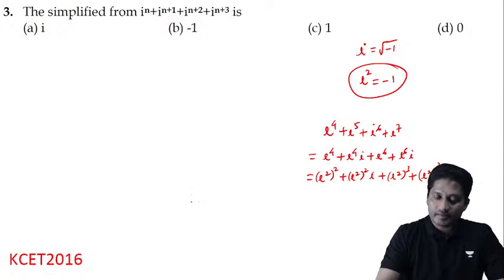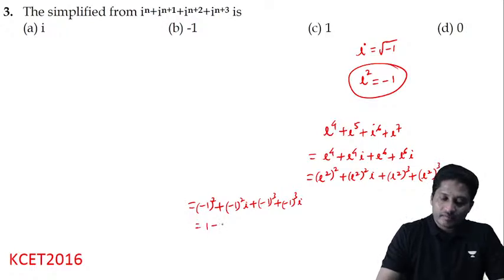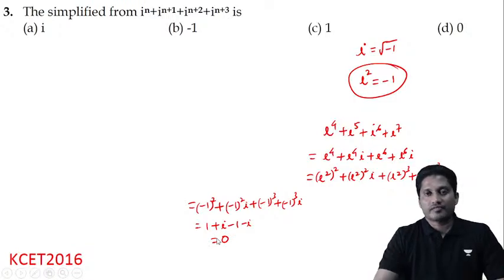Right, now i square is minus 1. So (minus 1) the whole square into i, (minus 1) the whole cube into i. This is minus 1... minus i square is minus 1, square is plus, you get i minus 1, then this is minus i. It will be 0. Sum of 4 consecutive powers of i is always 0.